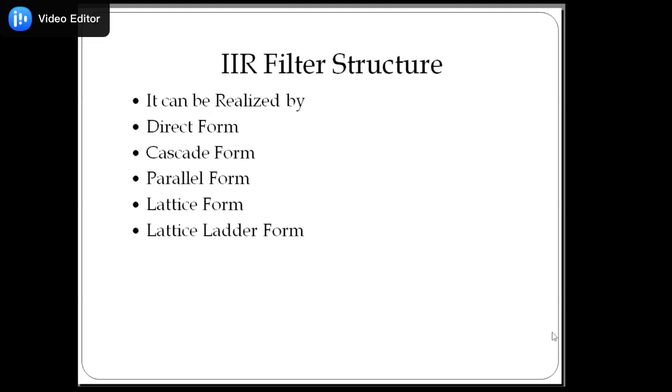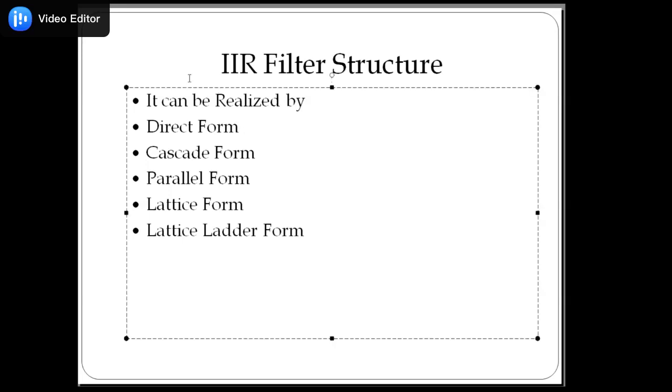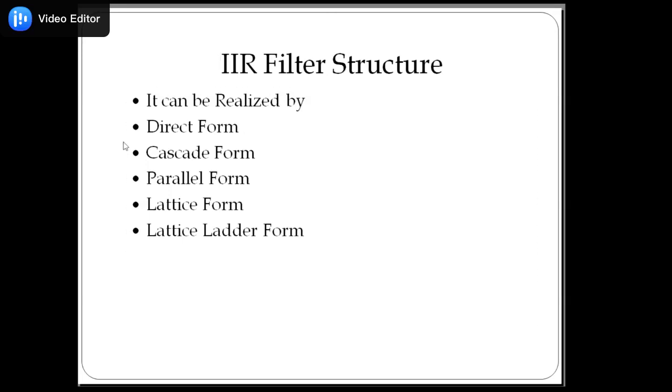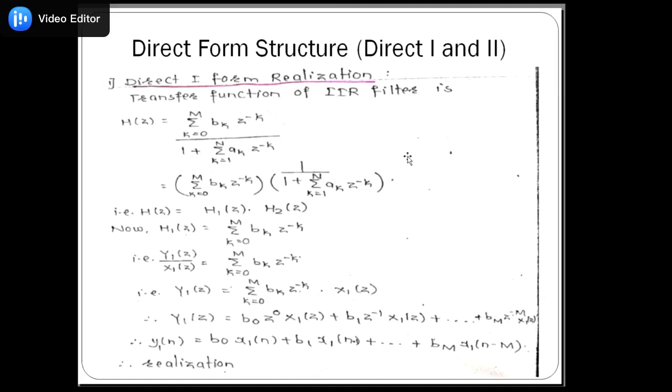An IIR filter structure can be realized by direct form, cascade form, parallel form, lattice form, and lattice ladder form. In this video, we have to study only the direct form. First, the direct form structure, direct 1 and direct 2, will be divided into two parts. First, we have to discuss the direct 1 form realization.